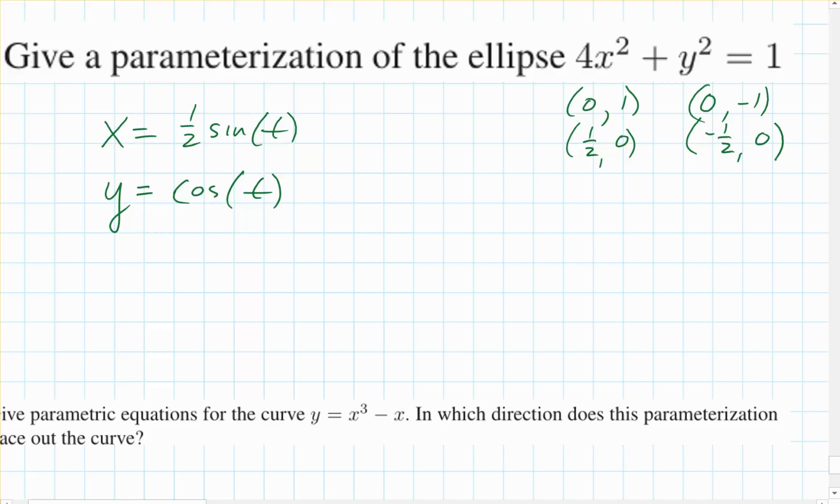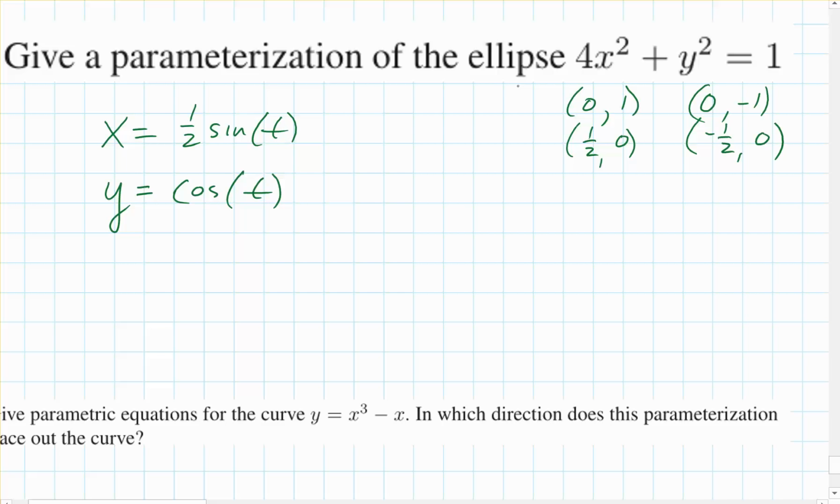So let's just test to see if it goes through there. When t is 0, what's sine of 0? 0. What's cosine of 0? 1, right? So is (0, 1) a point here? It is. That's pretty cool. What's another trig value we could plug in? Pi. That's a good one. So what point do we have so far?